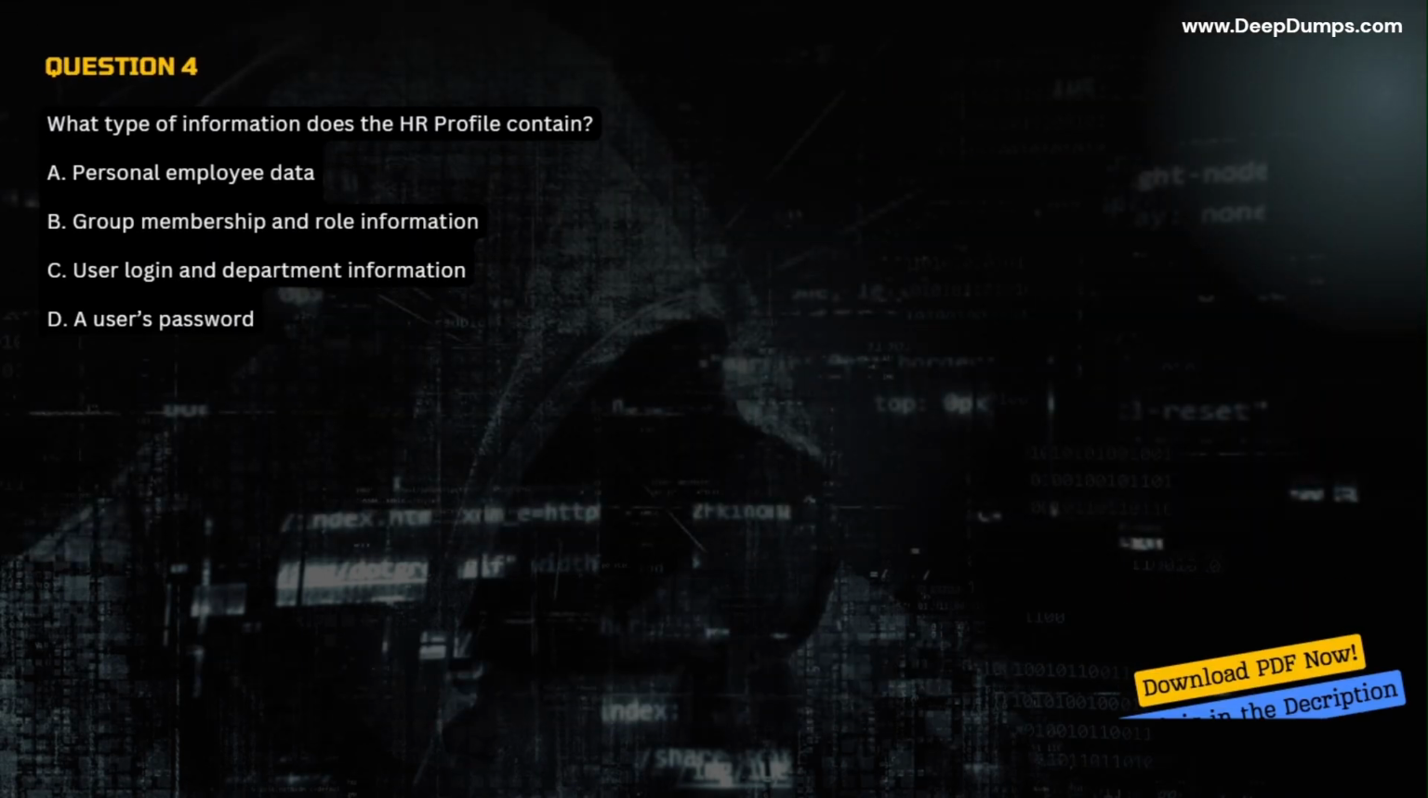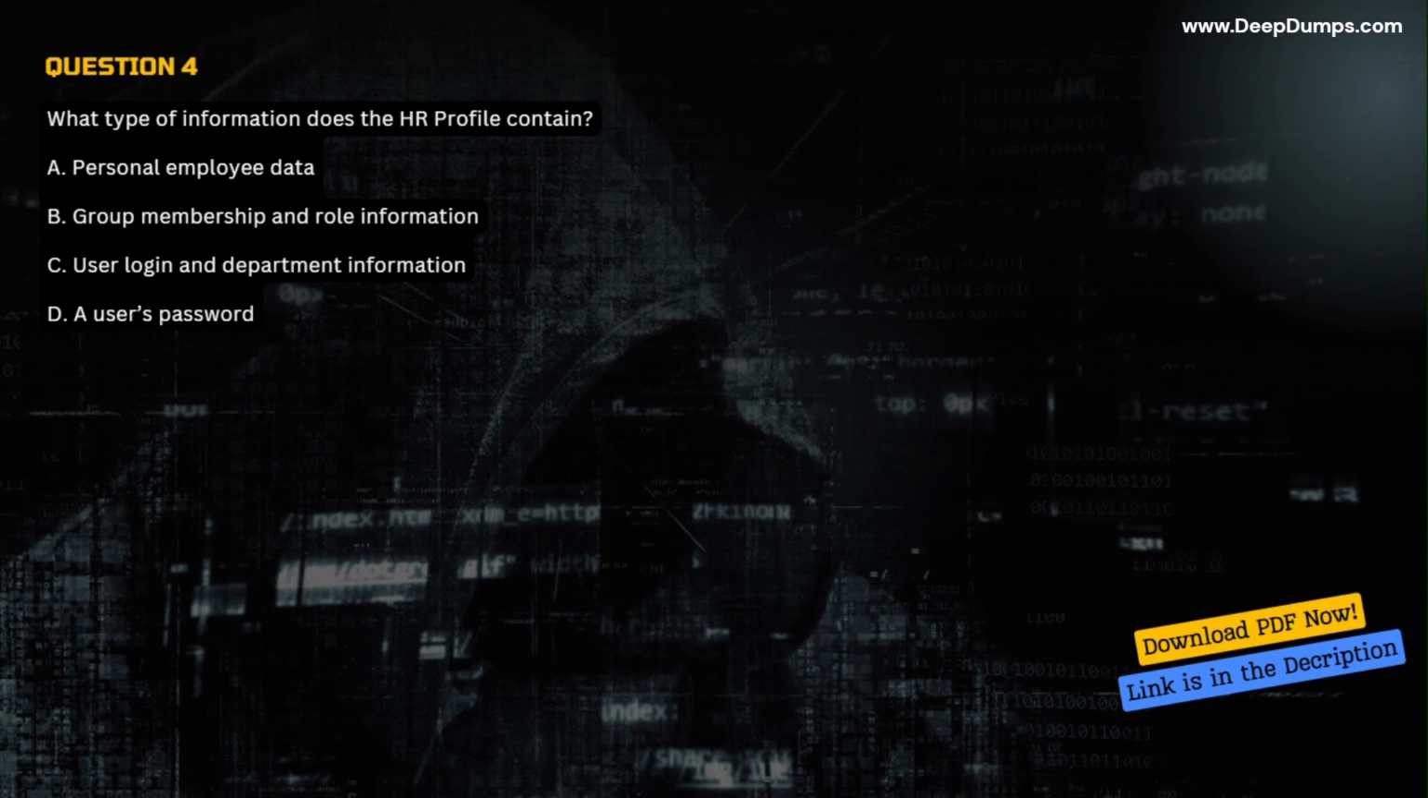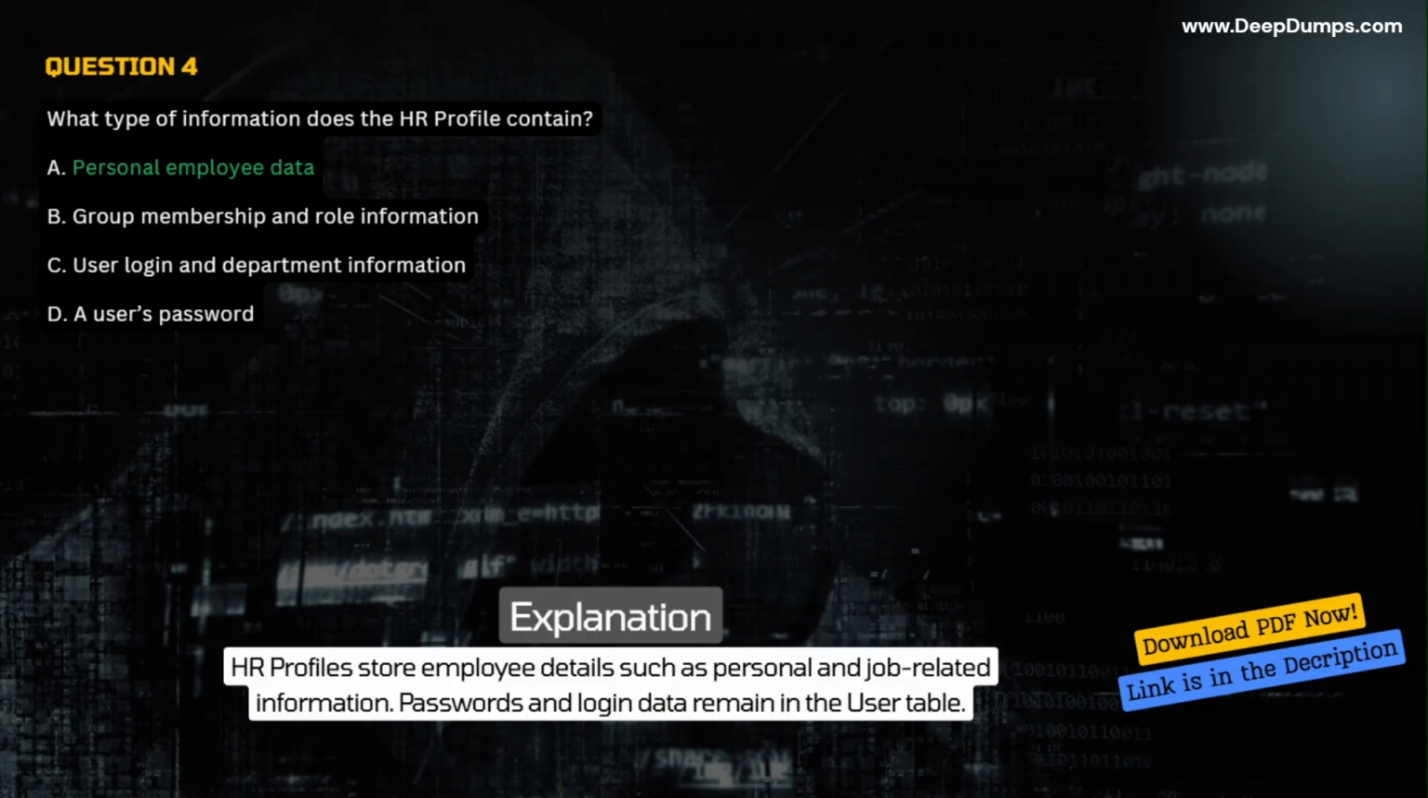Question 4. What type of information does the HR profile contain? A. Personal employee data. B. Group membership and role information. C. User login and department information. D. A user's password. Correct answer A. Personal employee data. Explanation. HR profiles store employee details such as personal and job-related information. Passwords and login data remain in the user table.